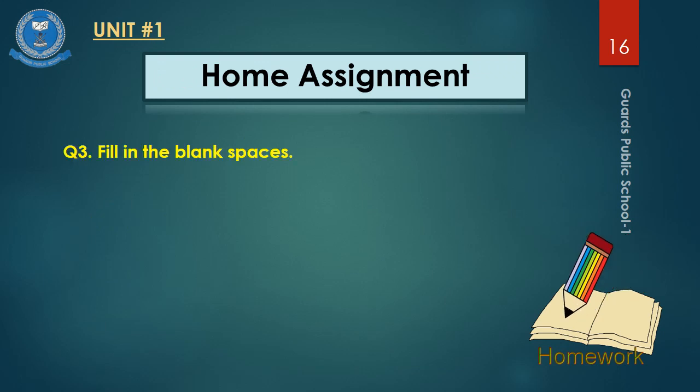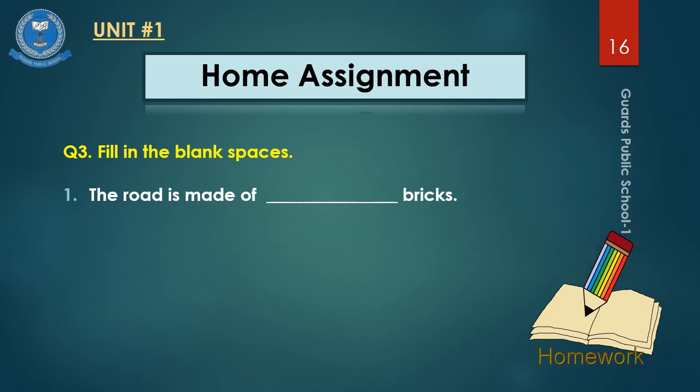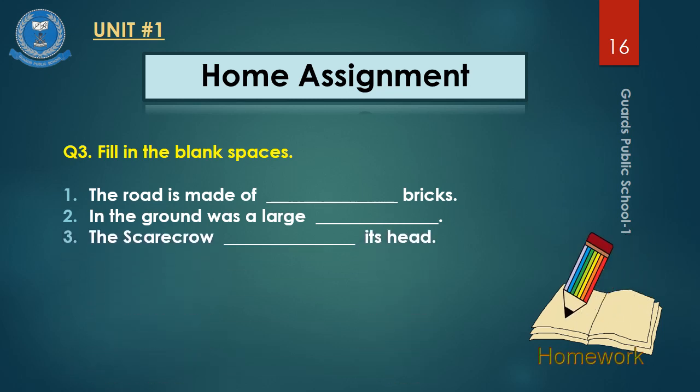Question number 3 is fill in the blank spaces. So students, if you have read the lesson and listened its explanation through its video, you can easily fill the blank spaces. Number 1, the road is made of dash bricks. कौन से कलर की ब्रिक्स से रोड बना हुआ था? Number 2, in the ground was a large, क्या थी, एक बहुत बड़ी सी. Yes, I know you all know the answers. Number 3, the scarecrow dashed its head. Scarecrow ने अपने सर को कैसे किया था?